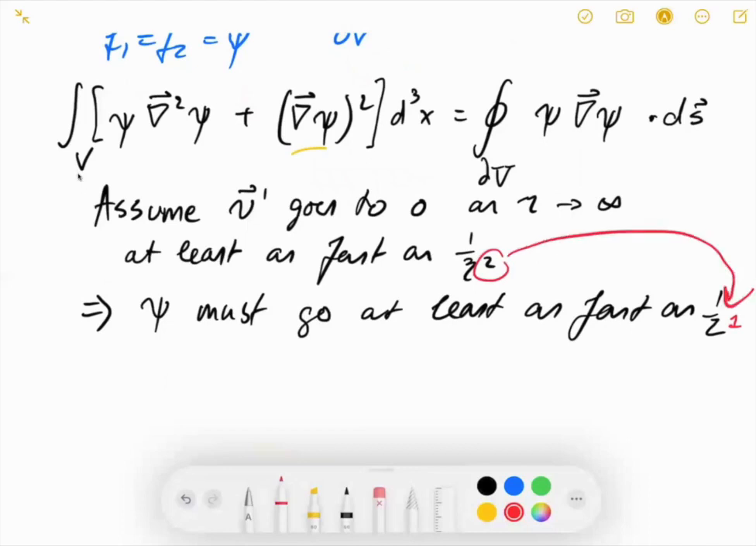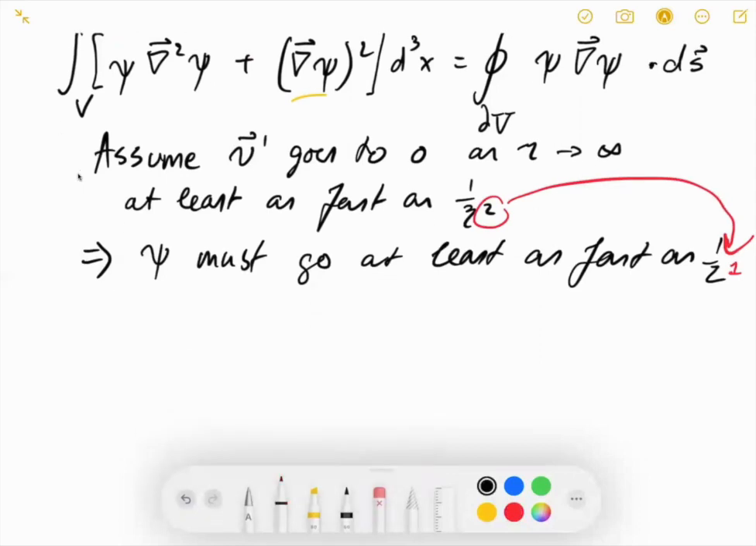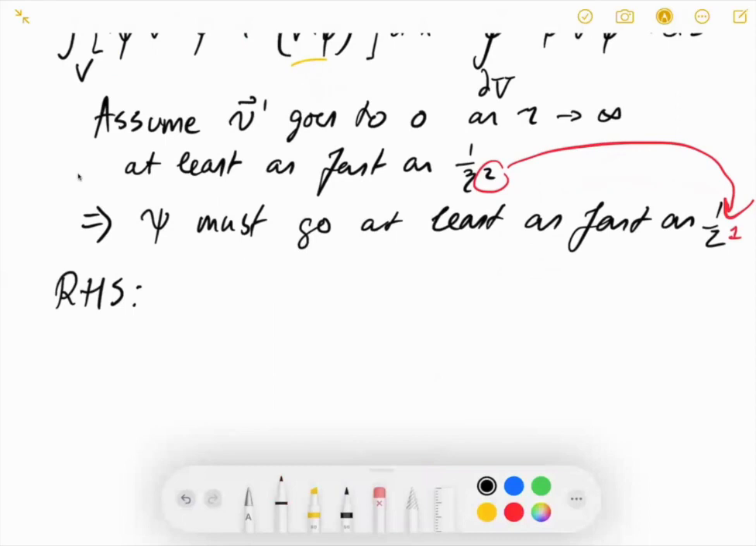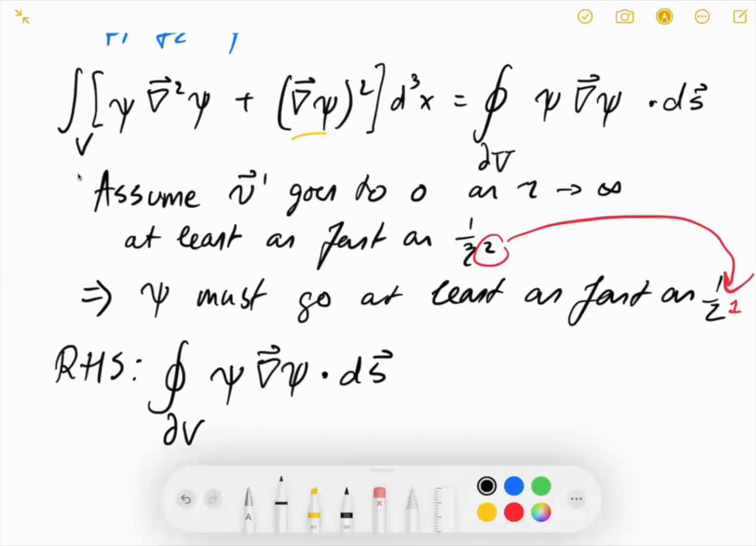All right, so that means that the right-hand side, which says the following, we have this over the edge of the volume, psi, gradient psi, dotted with dS. Okay, this one is going to go like 1 over r at least.